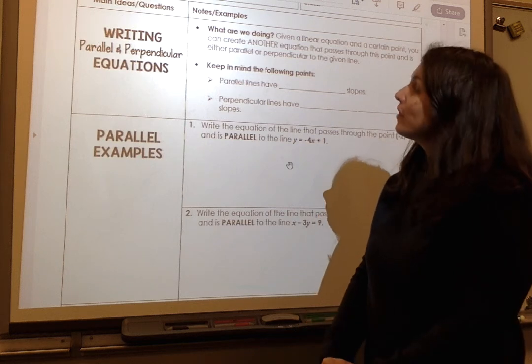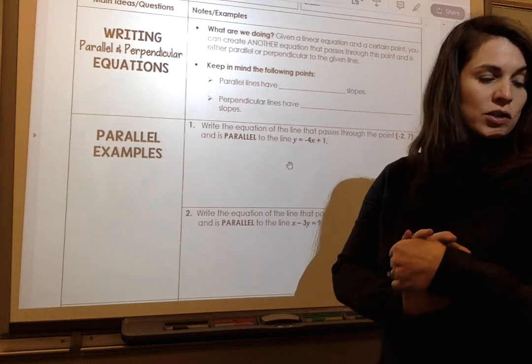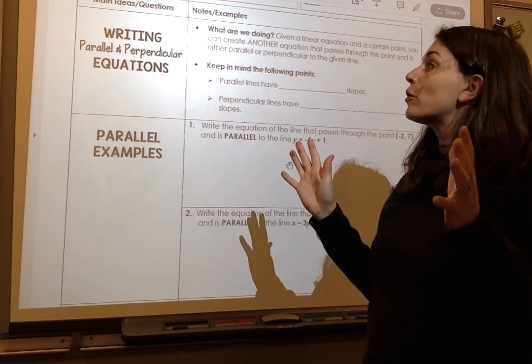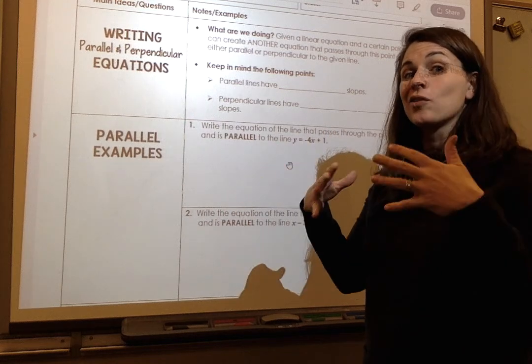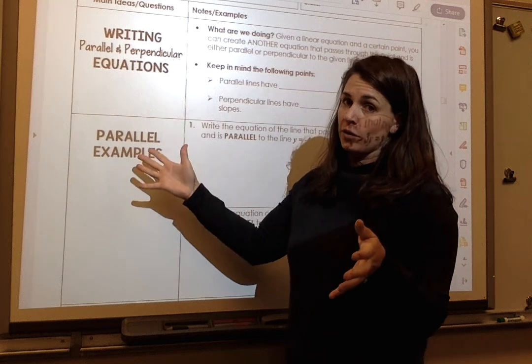Hey there. For this section, we are writing parallel and perpendicular equations. Remember, this unit is all about equations, slope-intercept form, standard form. So again, here's another type of equation that we have, and that is parallel and perpendicular equations.